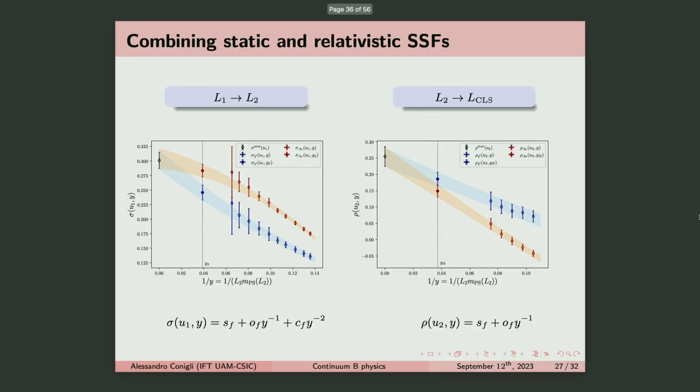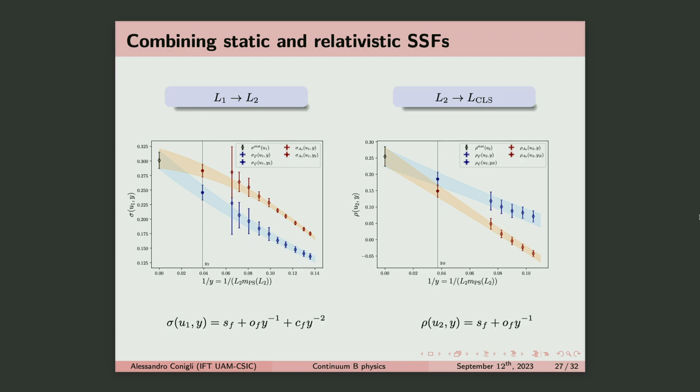So I won't have time to go through the whole computation as I did for the big quark mass. What I want to show you here is simply the interpolation between the relativistic data and the static data in the volume L1 to L2 and L2 to LCLS. Starting from the left, I'm showing you in blue the results for the vector decay constant, while in red, yellowish, we have the results for the pseudoscalar decay constant.